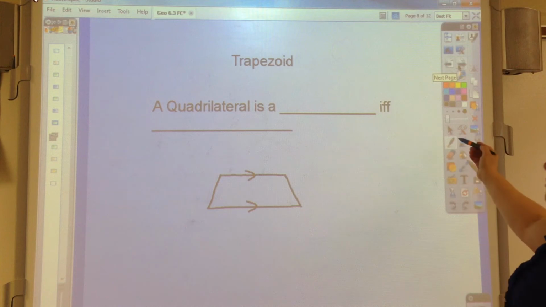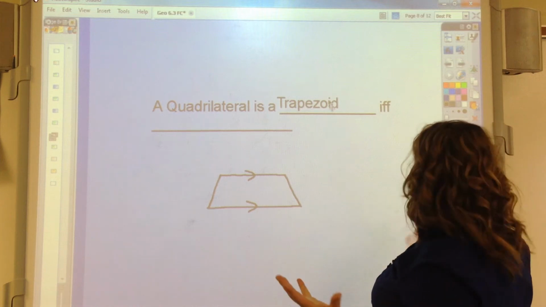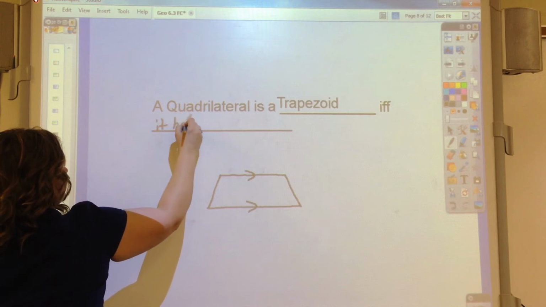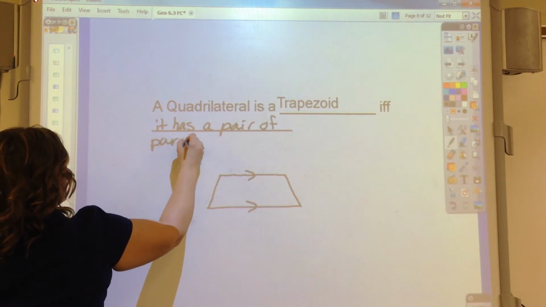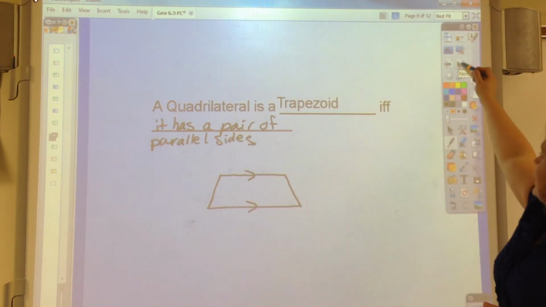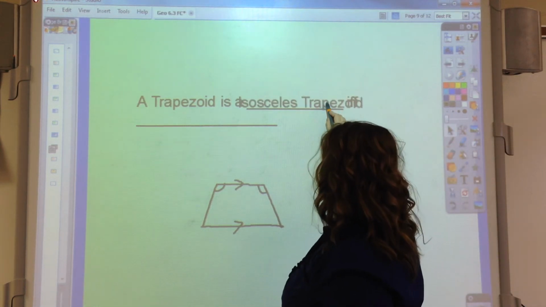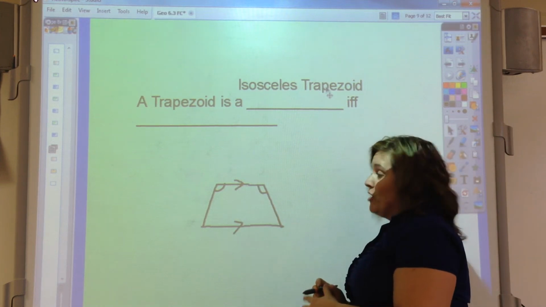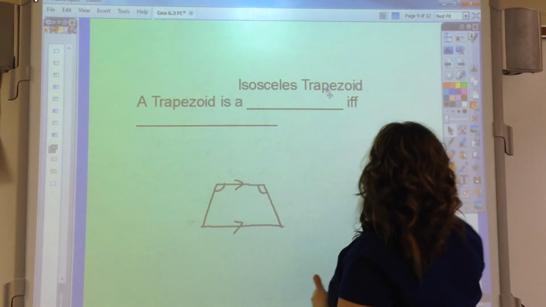All right, a trapezoid. A quadrilateral is a trapezoid if and only if it has one pair of parallel sides. And we have an isosceles trapezoid. A trapezoid is an isosceles trapezoid if and only if, not only it has a pair of parallel sides, but it has one pair of congruent angles.